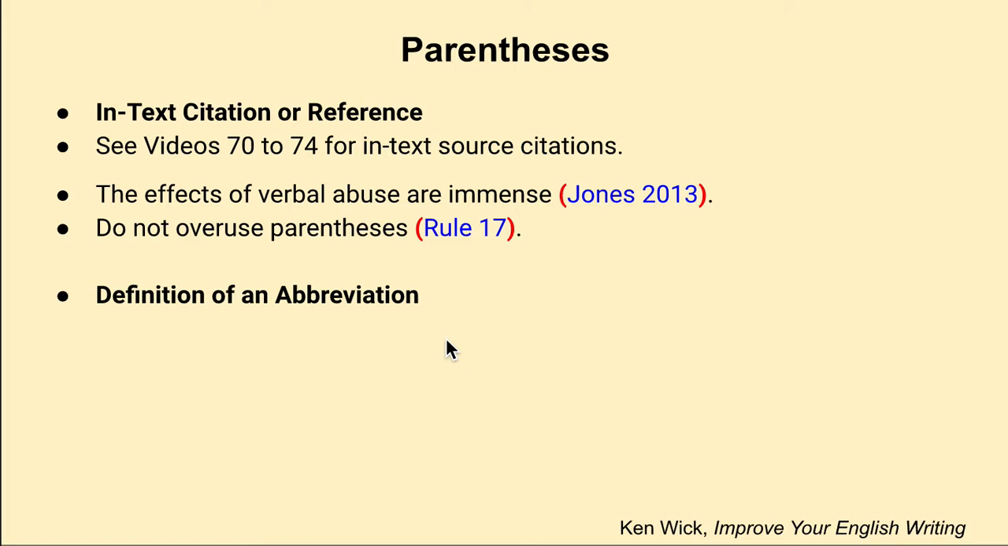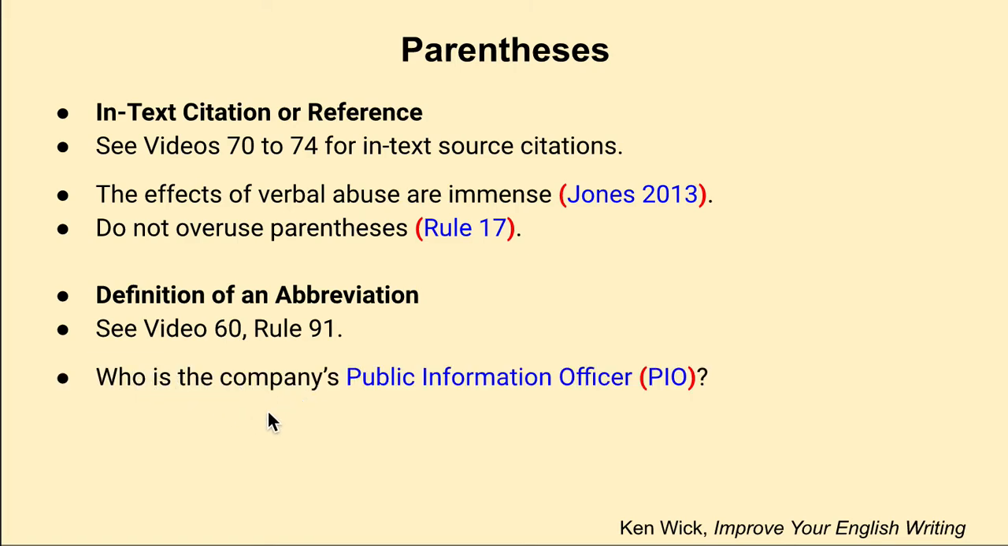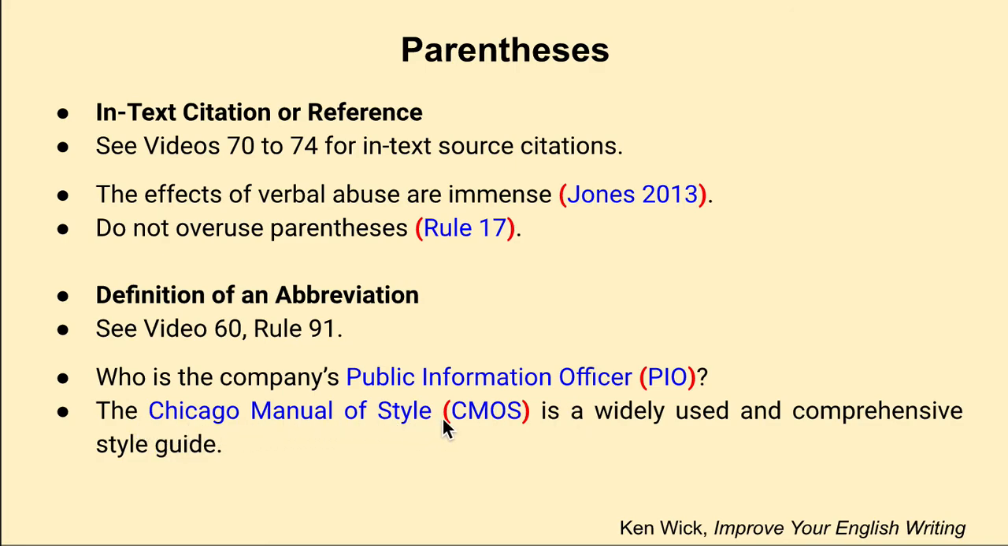Definition. You put the definition of an abbreviation in parentheses. For more about abbreviations, see video 60, rule number 91. But here's an example: Who is the company's public information officer (PIO)? You can define that abbreviation, and when you define it, you put it inside parentheses. Another example: the Chicago Manual of Style (CMOS) is a widely used and comprehensive style guide. So you use parentheses with abbreviations, or to define an abbreviation.